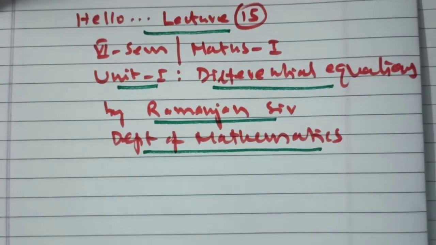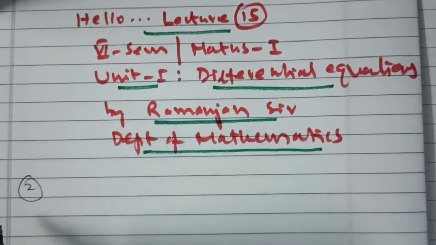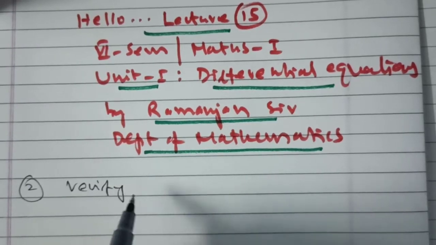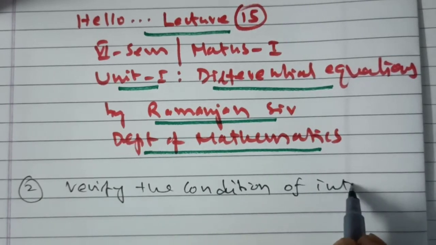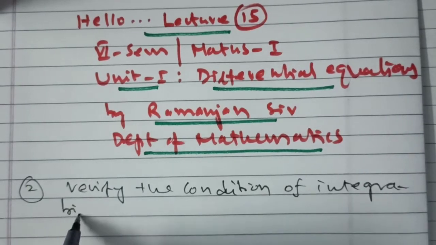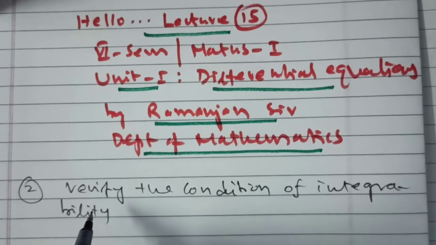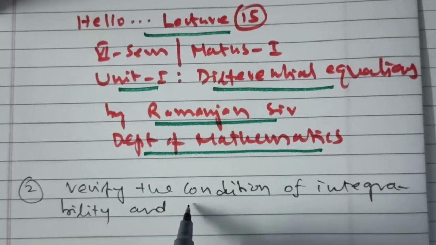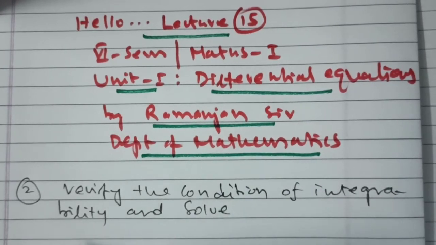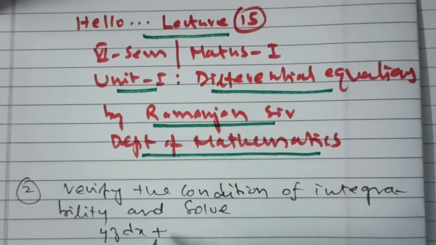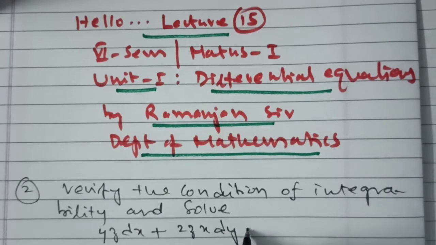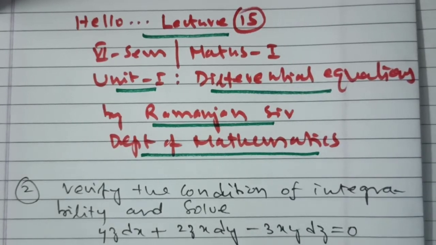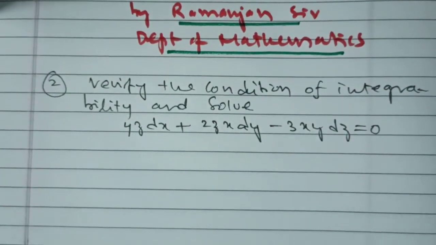Second problem: verify the condition of integrability and solve yz dx plus 2zx dy minus 3xy dz is equal to 0. Right. Solution.